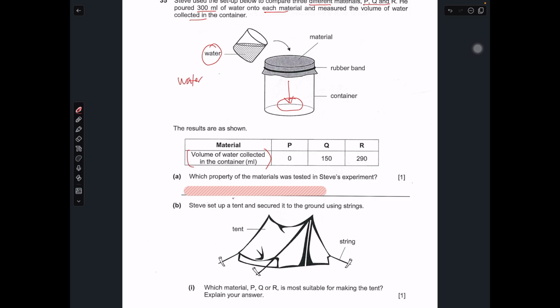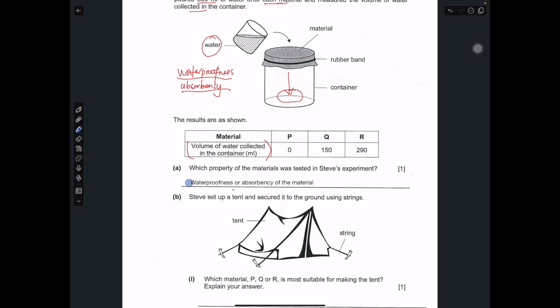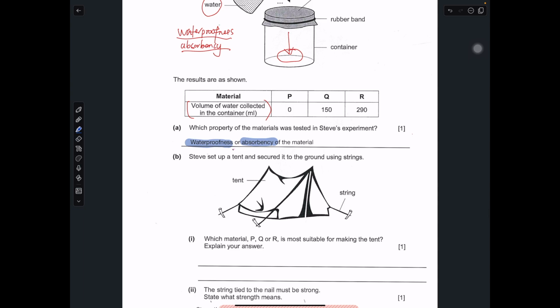Waterproofness or absorbency. That means whether it absorbs water or not, or if it absorbs water, how well it absorbs water, how much water it can absorb. So it should be this. Either one of them will be fine: waterproofness or absorbency of the material, or you can say to find out which material is waterproof.